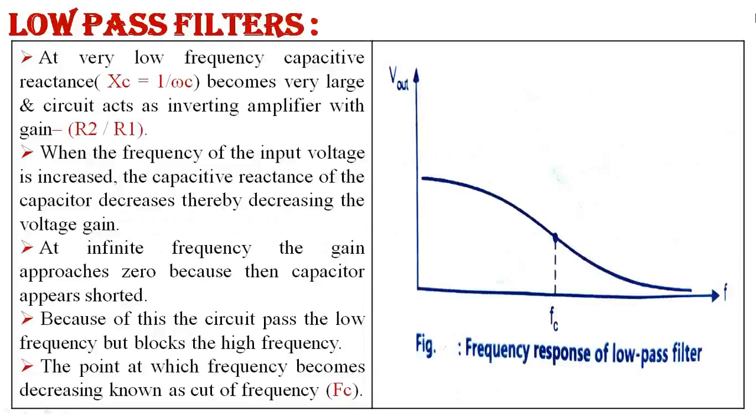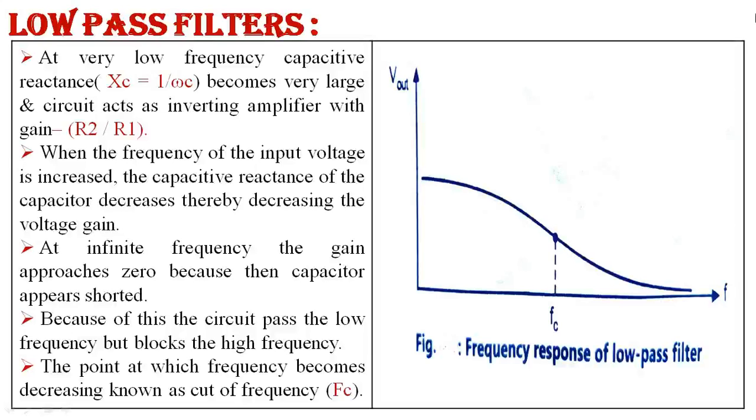Starting with the low pass filter, at very low frequency the capacitive reactance Xc, equal to 1 upon omega C, becomes very large and the circuit acts as an inverting amplifier with gain of minus R2 upon R1.